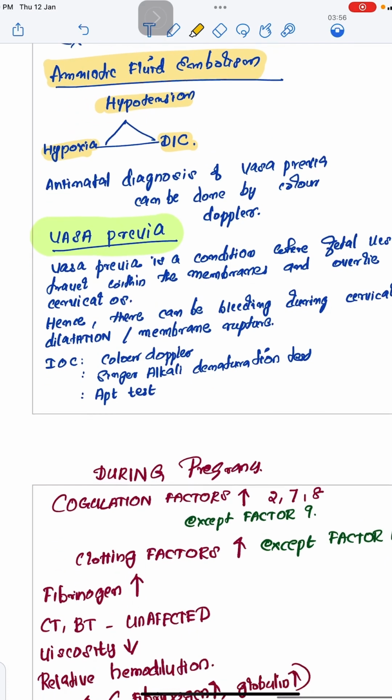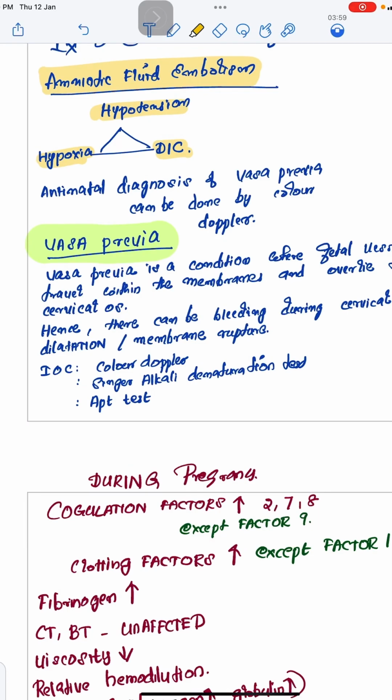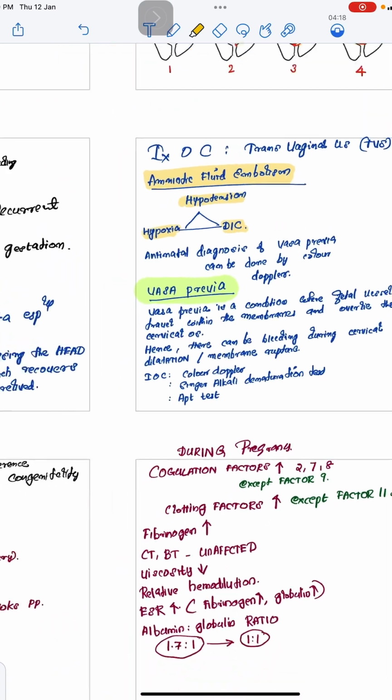So what is vasa previa? Vasa previa is a condition where the fetal vessels travel within the membrane and overlay the cervical os. Hence, there can be bleeding during cervical dilatation and membrane rupture. Investigation of choice is color Doppler. Singer alkali denaturation test, APT test.